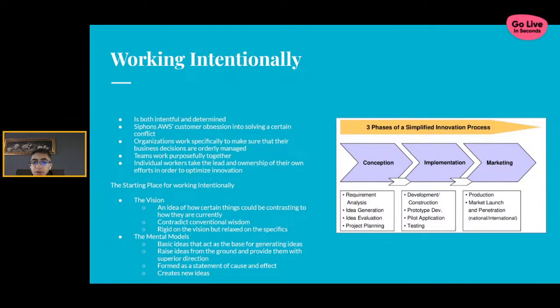Next, the mental models are basic ideas that act as the base for generating other ideas, and they raise ideas from the ground and provide them with superior direction. This is formed as a statement of cause and effect, and it helps create new ideas.